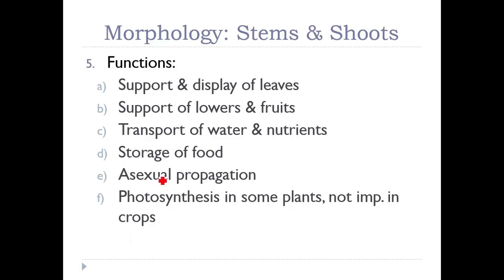So the functions of stems are support and display of leaves. Of course, that's what they do. They support flowers and fruits. This should have an F right here. They transport water and nutrients from the roots up to the leaves. It can store food in a limited sort of way. They function in asexual propagation. Primarily our tubers, our stolons, our rhizomes. This is their primary function, to function as a way of propagating plants.